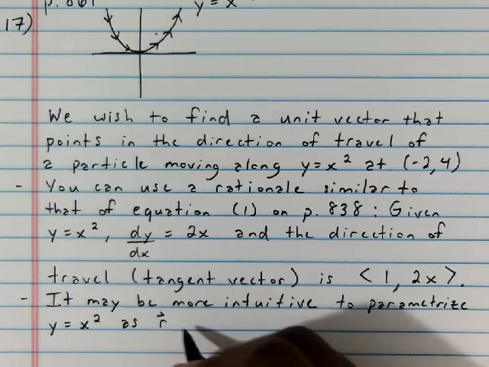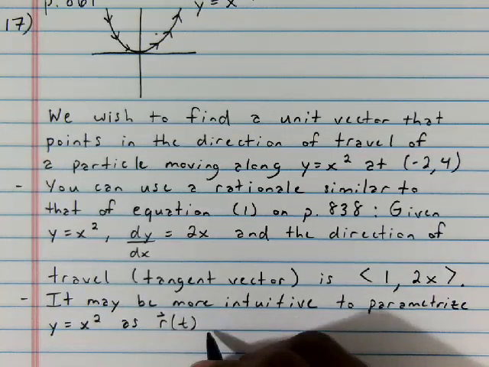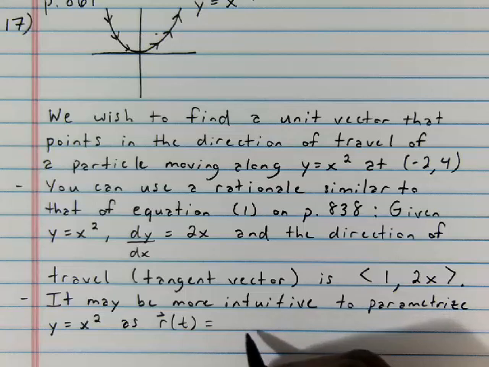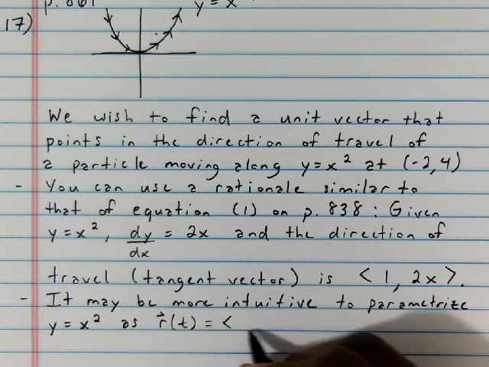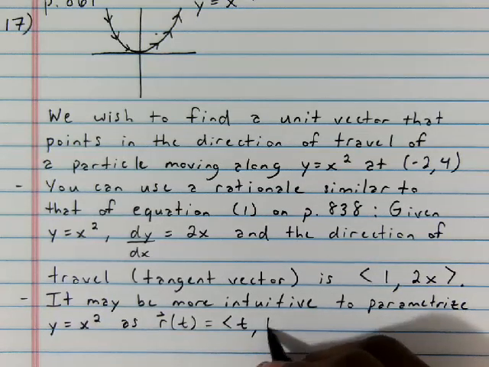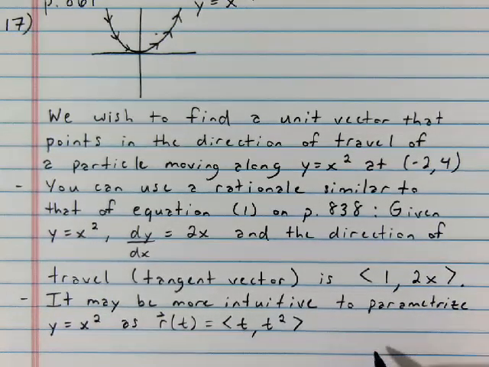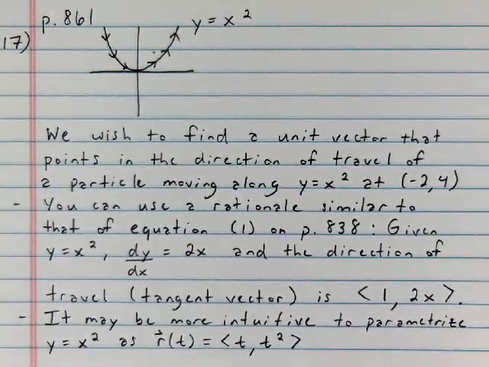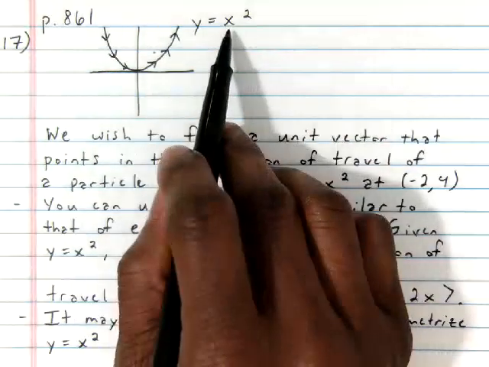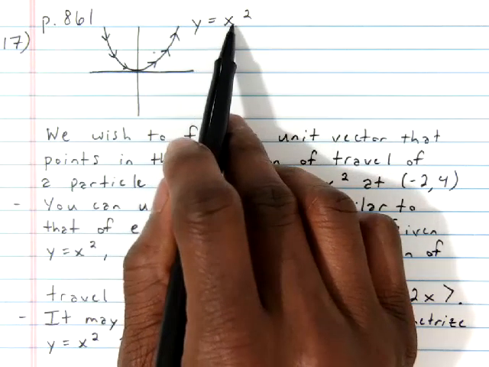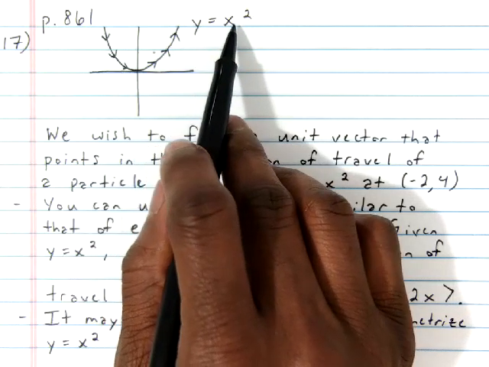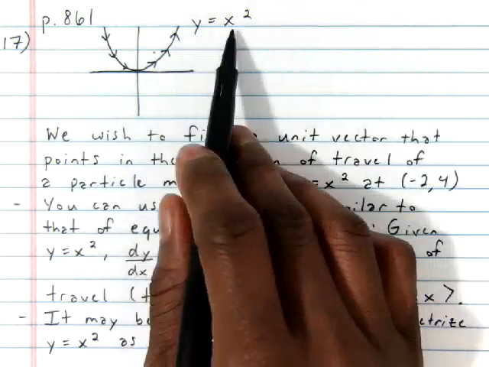So I'll do r of t just because that's what we normally do. So r of t, but it doesn't matter. You can use whatever you want to. We could use x. r of t equals t comma t squared. So remember, you have a function of one variable. You can make this independent variable t, and then y would just be equal to t squared. So x would be equal to t, y would be equal to t squared.